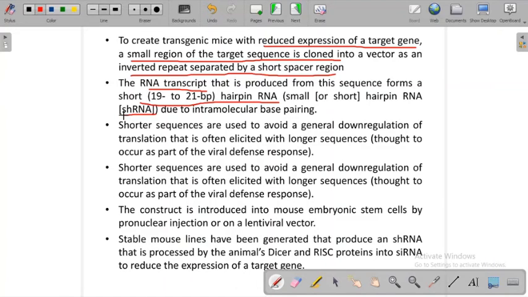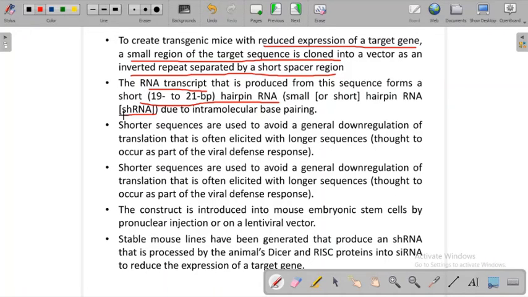Due to intramolecular base pairing, they actually form a hairpin-like structure, okay. So specifically we are adding this shRNA which produces a hairpin-like RNA molecule. Short sequences are used to avoid the general downregulation of translation that is often elicited with longer sequences, okay. So the construct is introduced into mouse. This construct is introduced into mouse embryonic stem cells by pronuclear injection, that is microinjection, and we generally use a lentivirus vector.